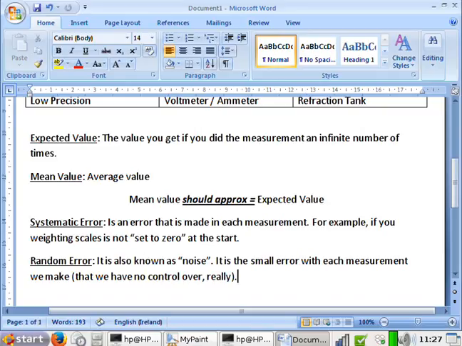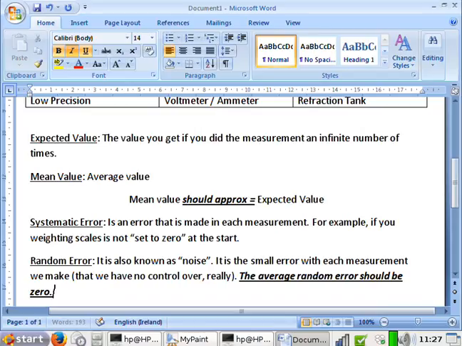But what's really important, and again, I'll put this part in bold: on average, the average random error should be zero. It's only a random error if sometimes it makes it too big and sometimes too small. If it always makes it too big or always too small, then that's a systematic error. A random error should always be a plus or a minus. Sometimes big, sometimes small, but it averages to zero.